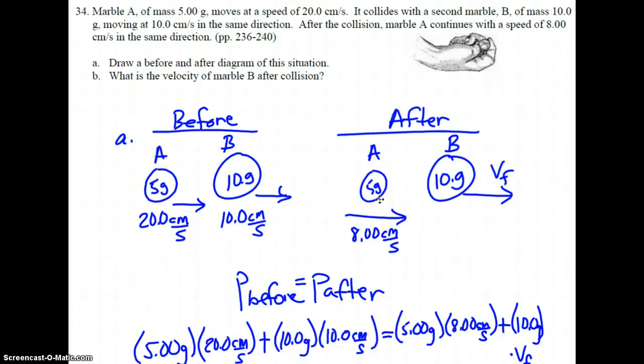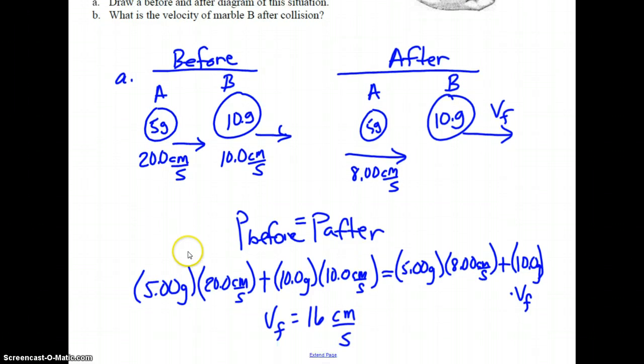Afterwards, we're told that marble A continues in that same direction at 8 centimeters per second, and we're asked for the final speed of marble B. These objects aren't stuck together, so we have to treat them separately, just like we do beforehand. So we start with our conservation of momentum statement, P before equals P after.